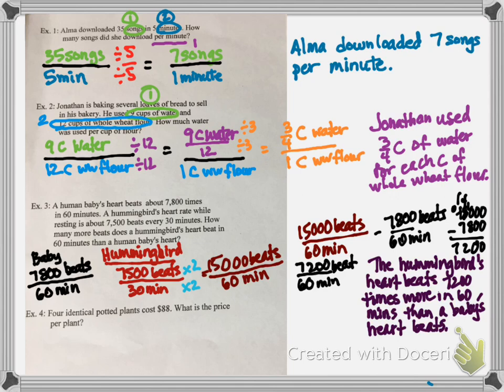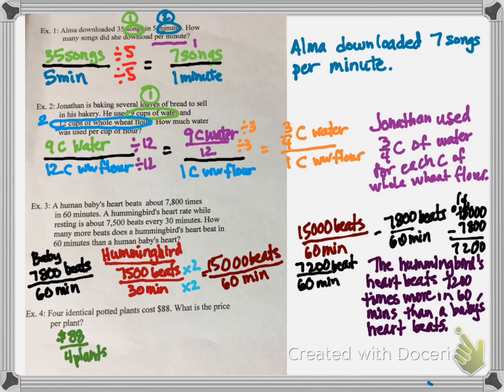All right, the last one deals with that idea of what is a unit price. So we have 4 identical potted plants, and they cost $88. And what's the price per plant? So unit price has to have money on top and how many on the bottom. Now the reason why they had to tell us they were identical is because they wanted us to realize that the price would be exactly the same for each of them.